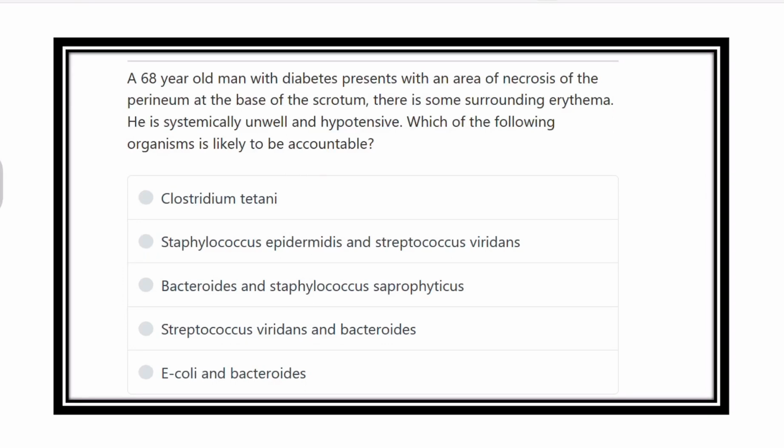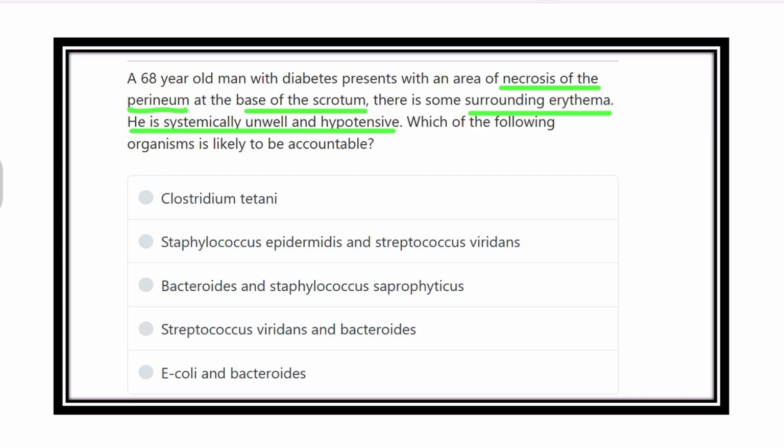A 68-year-old man with diabetes presents with an area of necrosis of the perineum and base of the scrotum. There is some surrounding erythema. He is systemically unwell and hypotensive. Which of the following organisms is most likely responsible? That means which of the following organisms is responsible for this condition?